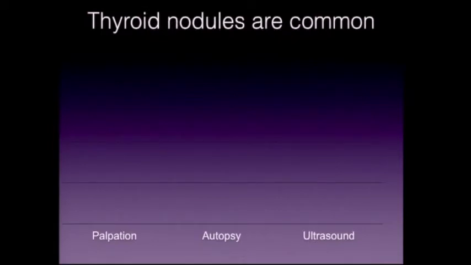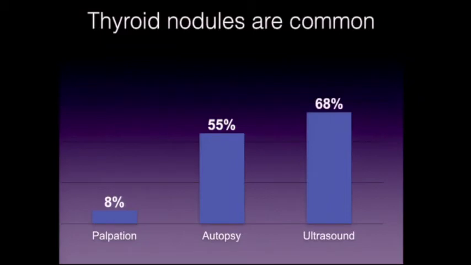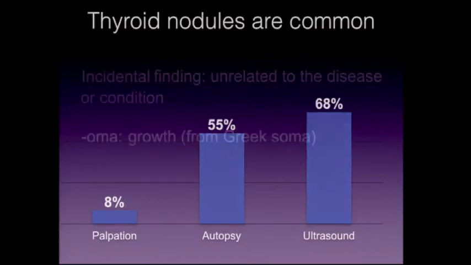As you know, thyroid nodules are extremely common. Palpation detects maybe 8% of them, from a study by Mortensen et al. In the 1950s, 55% are seen at autopsy, and ultrasound, working at up to 13 megahertz, can detect thyroid nodules in up to 68% of adult patients. That's a lot of thyroid nodules.